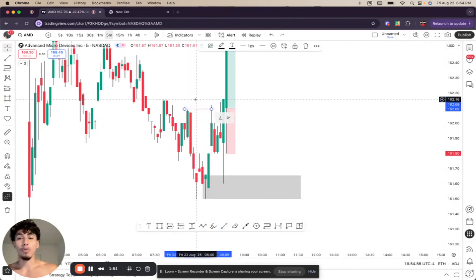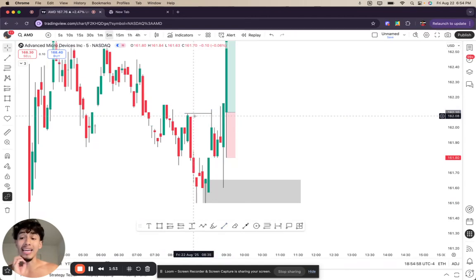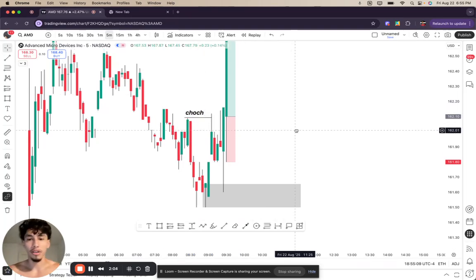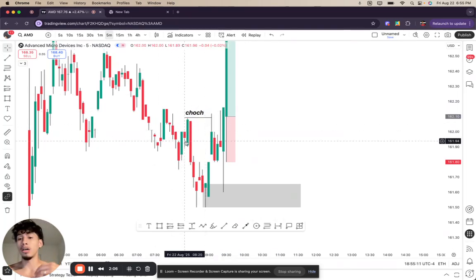And that's exactly what we got right here. Right here, we got an actual change of character. So in this case, I would put change of character, right? Or market structure shift, whatever. We'll call it change of character in this case. So we had a change of character, right? We had a shift in structure.